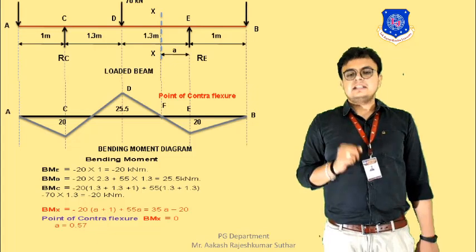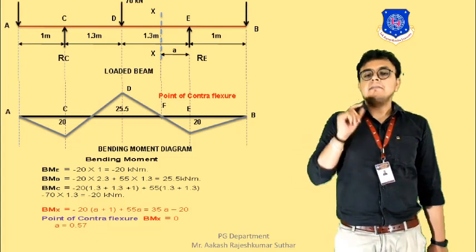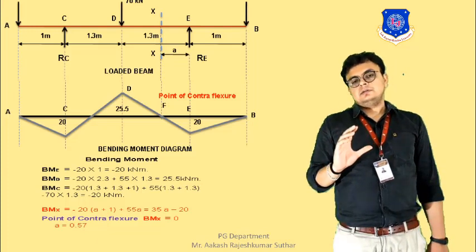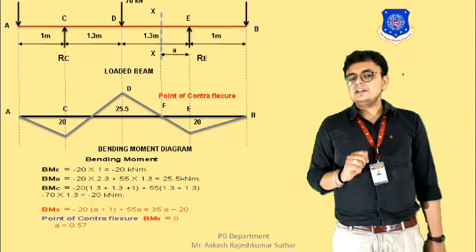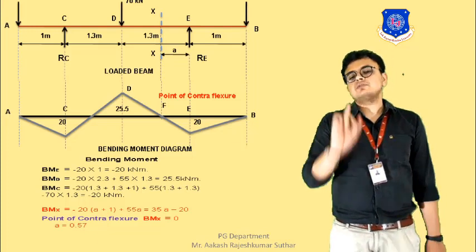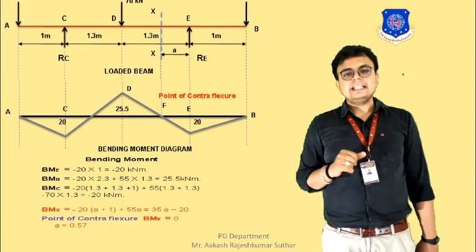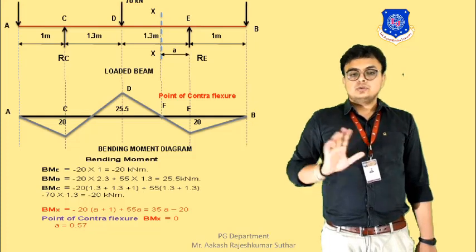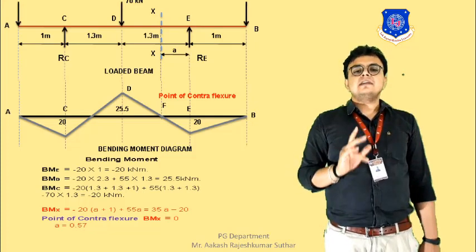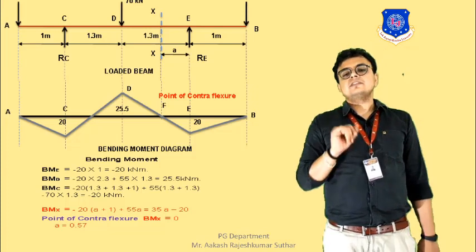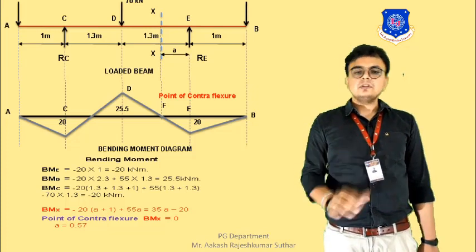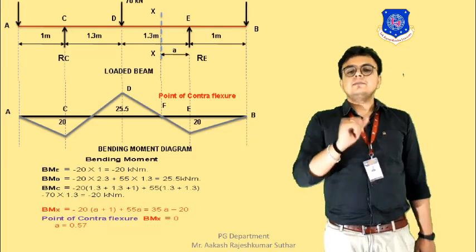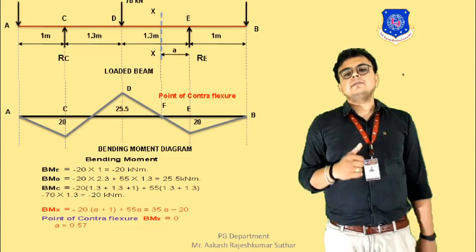So, yes, starting with the B point, that is minus 20 into 1.3 plus 1.3 plus 1, plus reaction at E, that is 55 into 1.3 plus 1. Now, moving towards the point D, again we have the negative sign, 70 into 1.3. So, cumulatively at C we are having the bending moment of minus 20 kilonewton meter. So in this way, we are finding the bending moment.